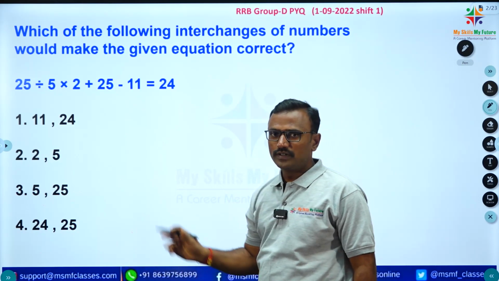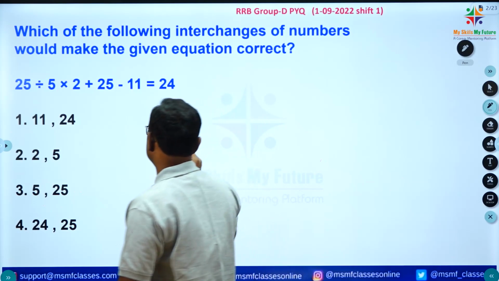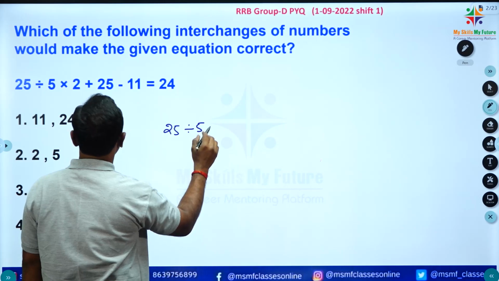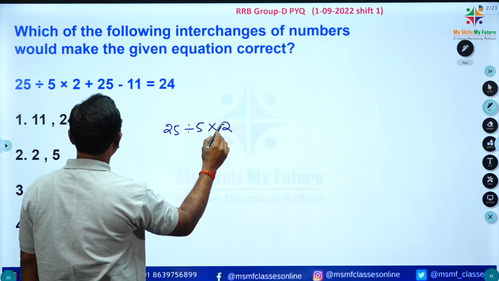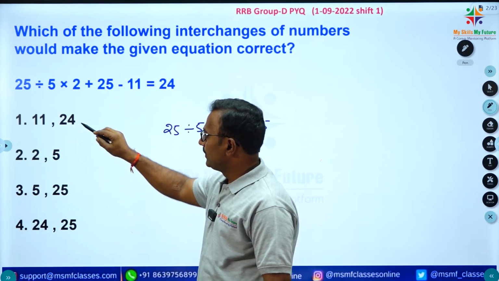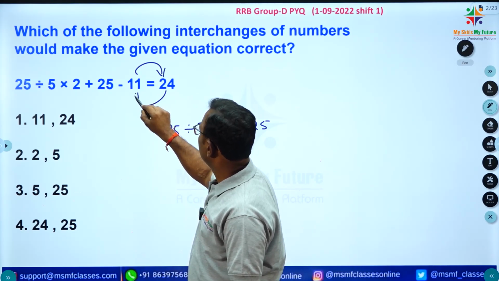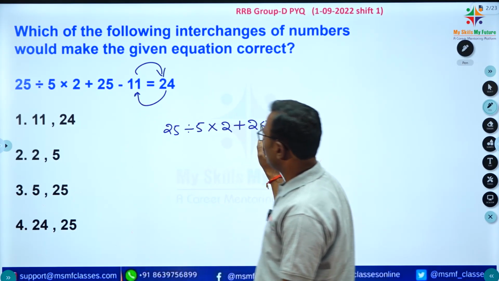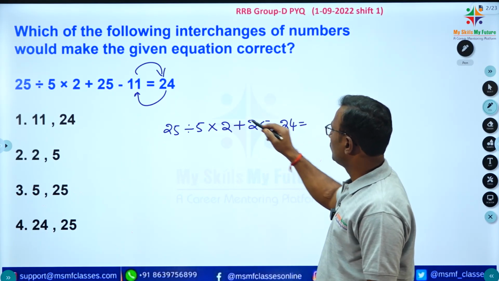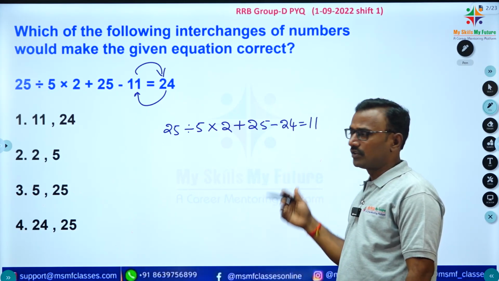So we will check by using the option method. It is somewhat easy. What is the given equation? 25 divided by 5 into 2 plus 25. I am checking option 1. I am interchanging 11 and 24. In the place of 11, I am putting 24, and in the place of 24, I am putting the value 11. Whether this equation is correct or not.